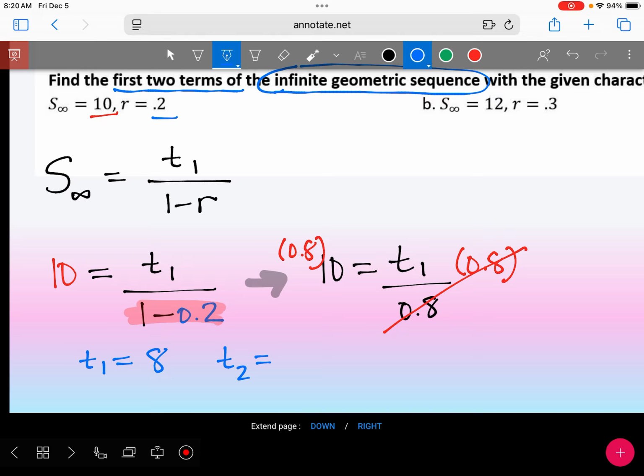Okay. Because remember, it's an infinite sum. So the numbers, T2 should be smaller than T1. Because in an infinite sum, the numbers are getting smaller. So after you find T1, if you get a number bigger for T2, then you did something wrong. All right, go ahead and do the last question by yourself.